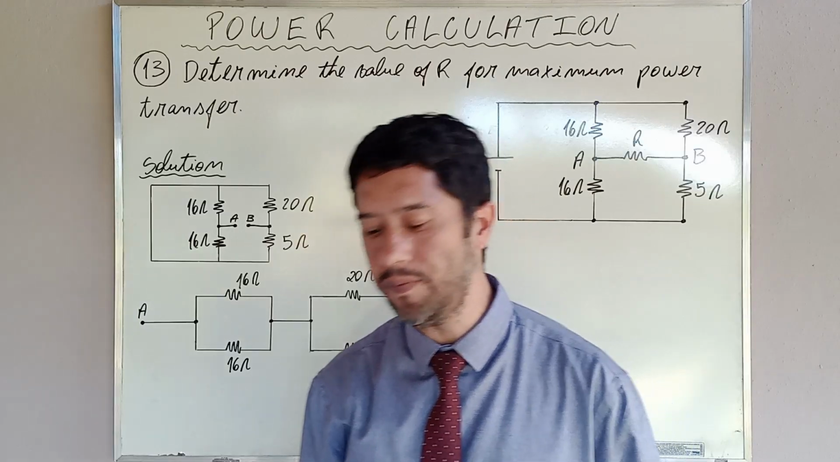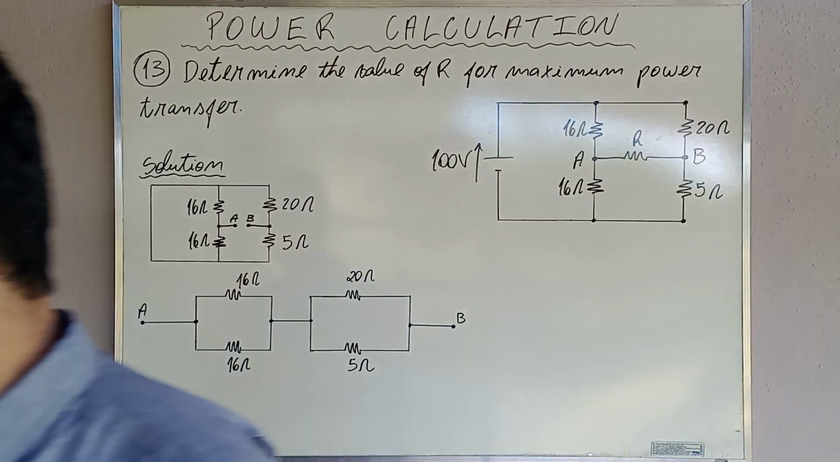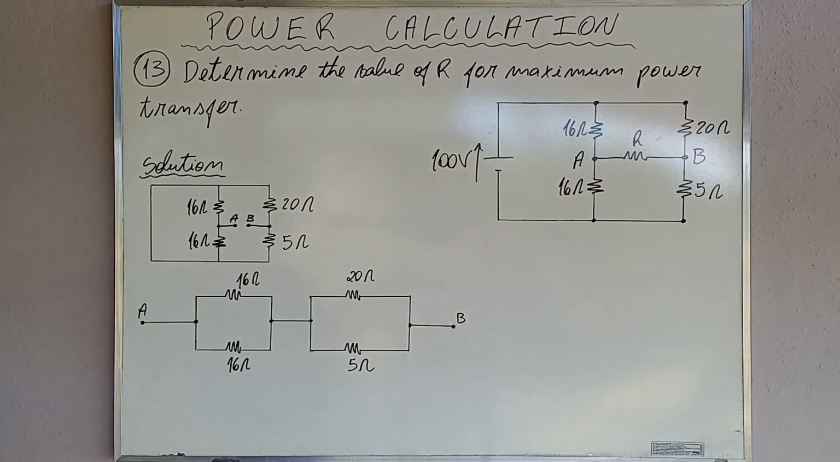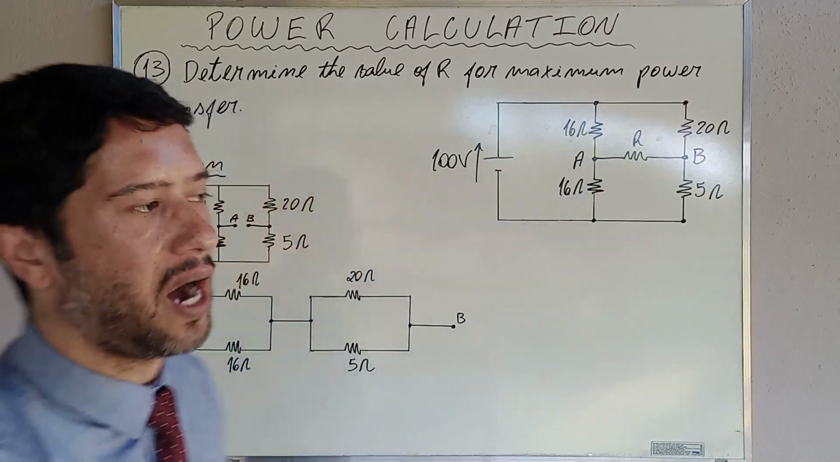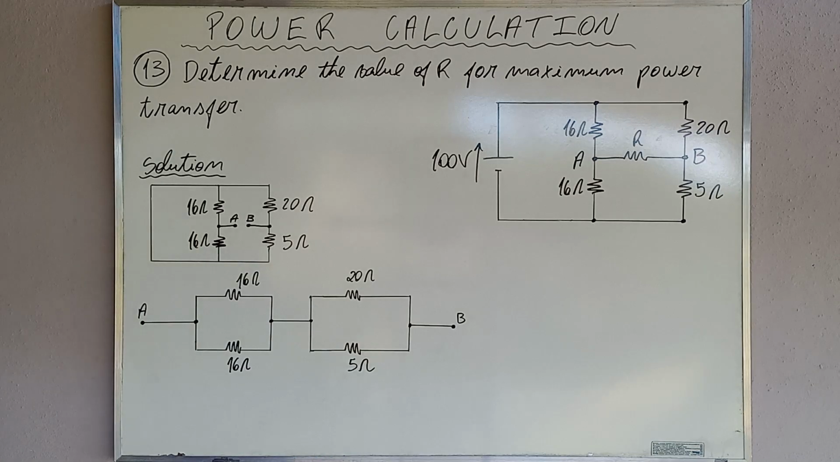Exercise 13, determine the value of R for maximum power transfer. This is the question. Let's go to the solution. The exercise requested from us the value of R for maximum power transfer. And in purely resistive circuits, for maximum power to occur, R must be equal to the equivalent resistance of the circuit.